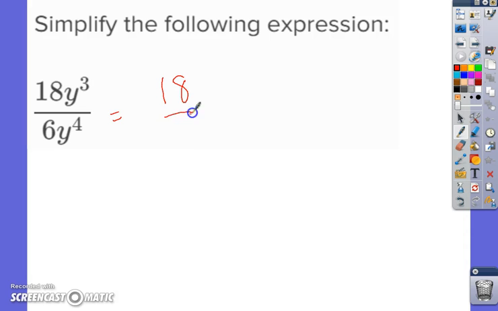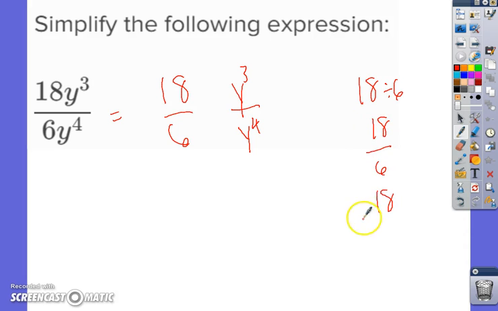The first one is what is 18 over 6? And the second one is what is y to the third over y to the fourth? Now the first part I can use what I know about fractions. 18 divided by 6 is 3. So the way to simplify this is just the number 3. And then I'm going to use the rules of exponents for the rest. For the division, I'm going to use rule 2, which is when you divide 2 powers, you subtract the exponents. So 3 on the top minus 4 on the bottom.